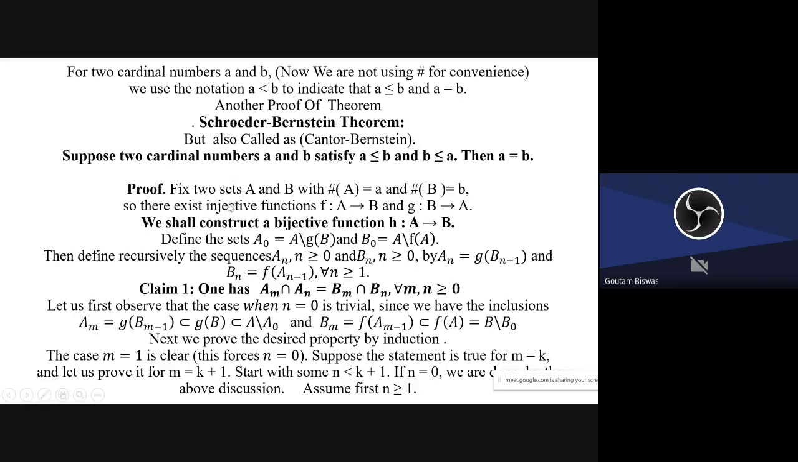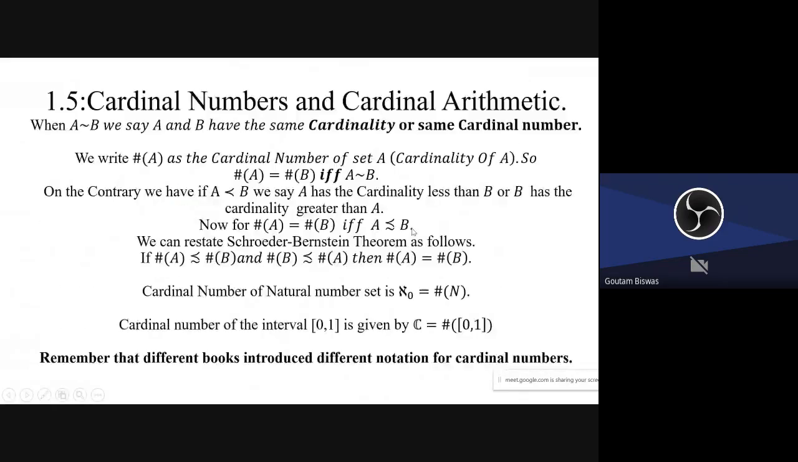Now the proof. Hear this very minutely. Fix two sets A and B with cardinality of A as small a and cardinality of B as small b. So there exist injective functions f from A to B, and there exists a function g from B to A. We shall construct a bijective function h from A to B. Comprising these two corresponds to a bijective function h from A to B as we defined before.